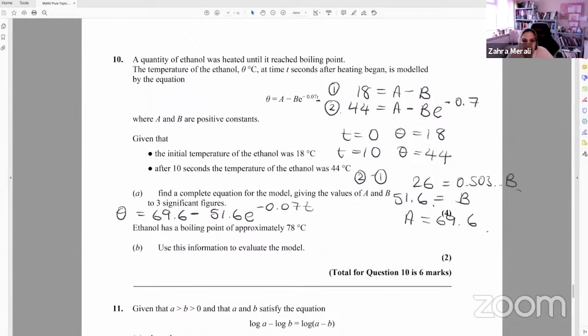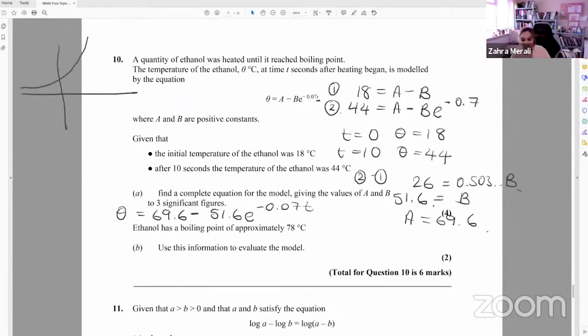Ethanol has a boiling point of 78. Use this to evaluate the model. Okay, ethanol has a boiling point of approximately 78. Well, what do we know? So this comes up a lot. When we have e to the minus something, what's happening? So let's think about our exponential curves.